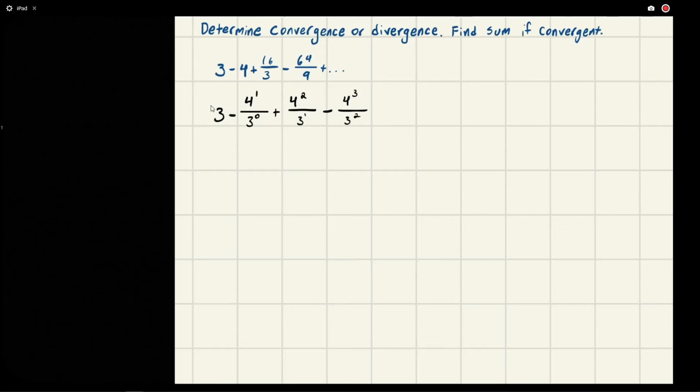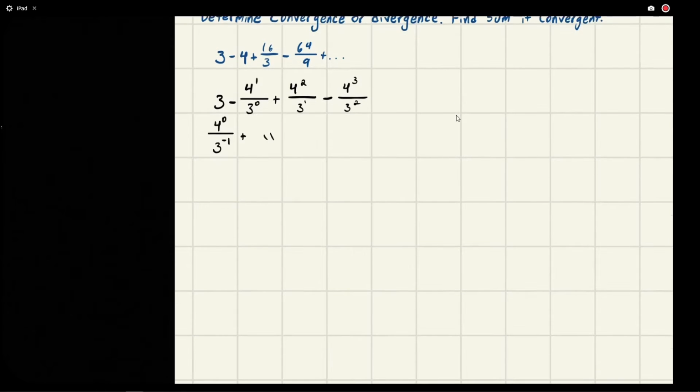So we could even rewrite that. We could say this is the same thing as 4 to the 0 over 3 to the negative 1 plus all the stuff above. So our pattern fits. And so we say, okay, well, can we turn this into a series now? This is a lot easier to see what's happening. So this is the same thing as the sum, and on the bottom, we've got 3, and we're going to start off n at 1 and go to infinity.